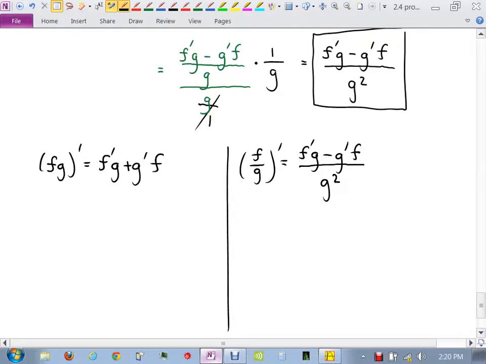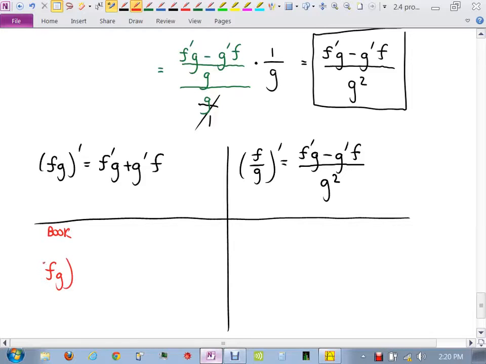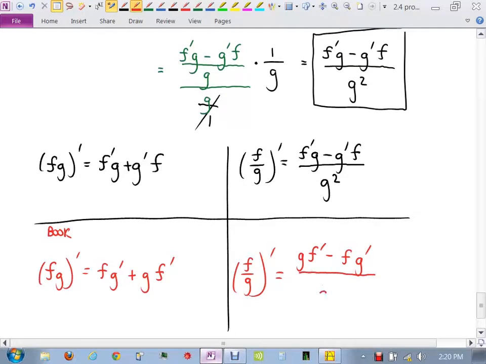The book, which I'm not a real big fan of, their formulas are a little different. So I'm going to do the book over here in red. The book does this. They say the derivative of f times g is f g prime plus g f prime. And they say the derivative of a quotient is g f prime minus f g prime, all over g squared.